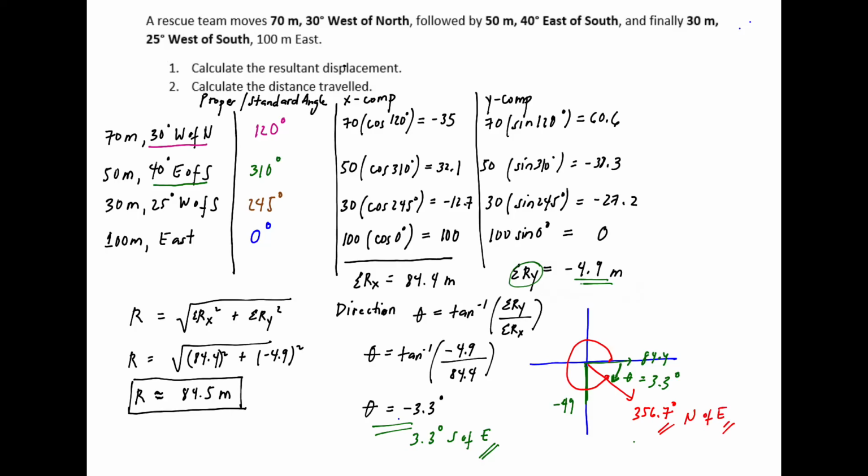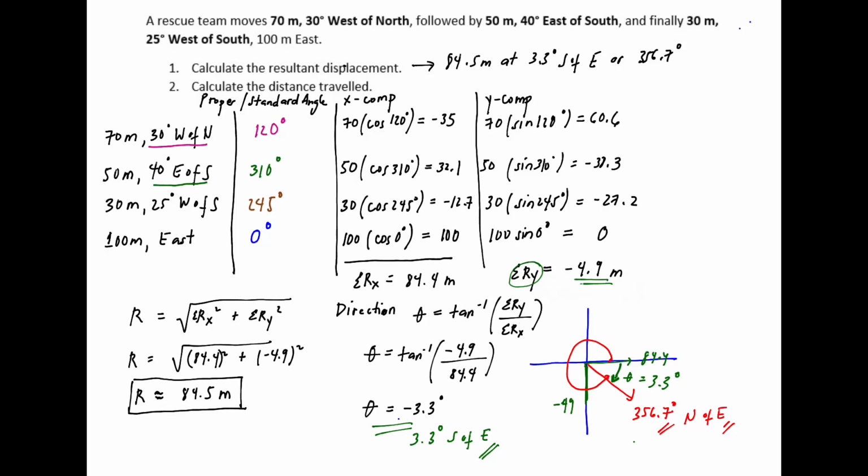Okay, and so what will now be our final answer? The final answer for the displacement is 84.5 meters at 3.3 degrees south of east, or 356.7 degrees. If it is proper math, you could say 356.7 degrees, and you may want to add north of east. Now, how about the other question here?